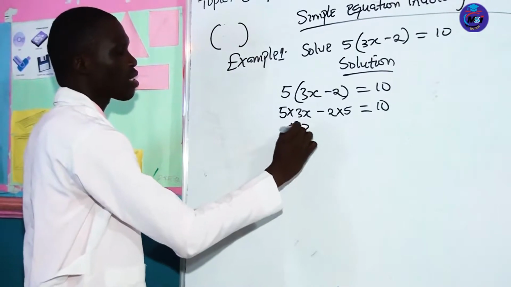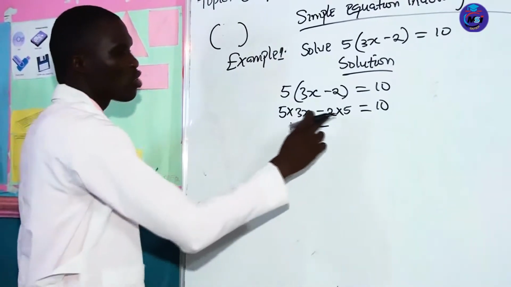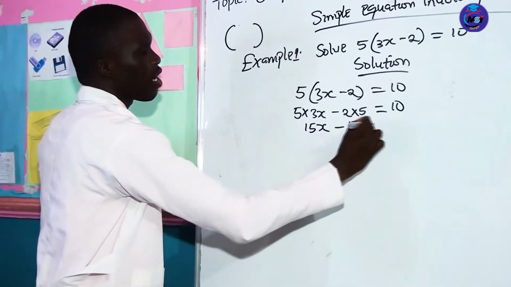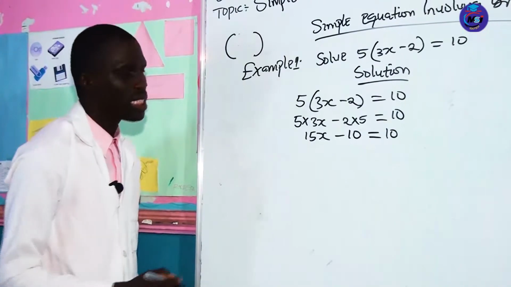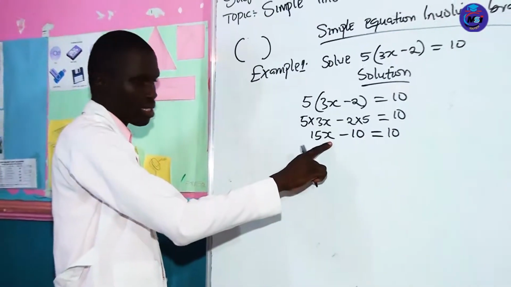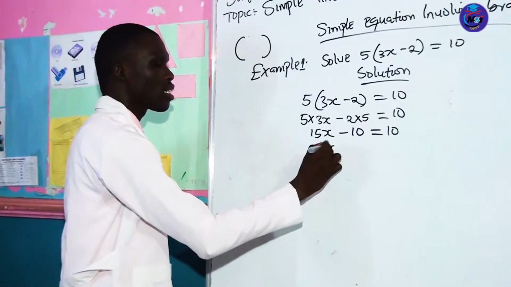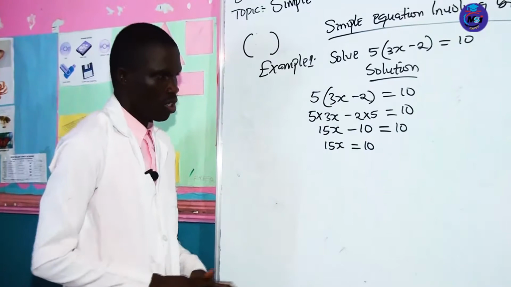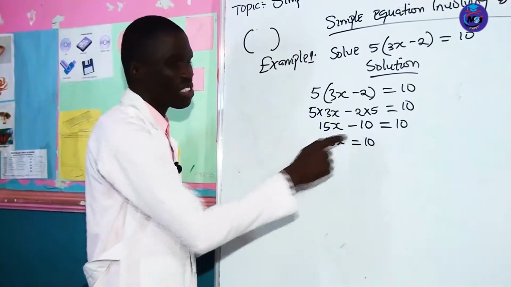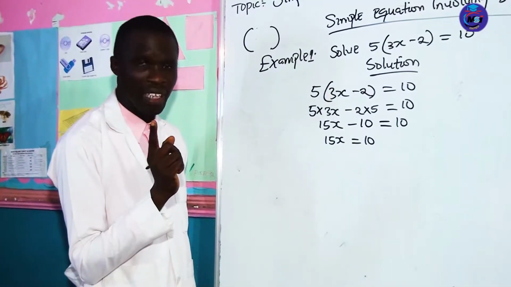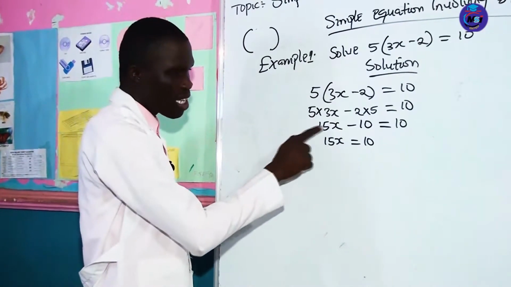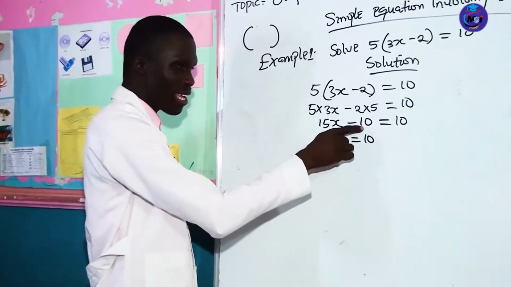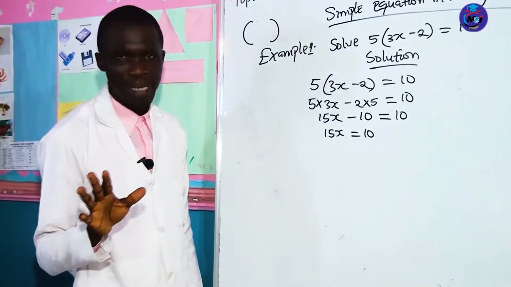We have 15x, minus 2 times 5 will give us what? 10. Okay, equals to 10. Now we are looking for x. 15x equals to 10. Remember, you cannot say 15 minus 10. Never. You can't do that. Why? 15 belongs to x. 10 stands on its own. 10 and 10, they are from the same family.